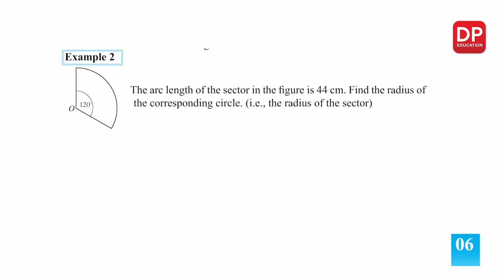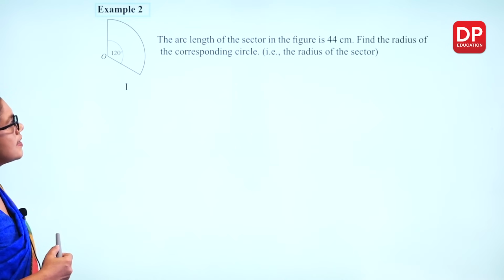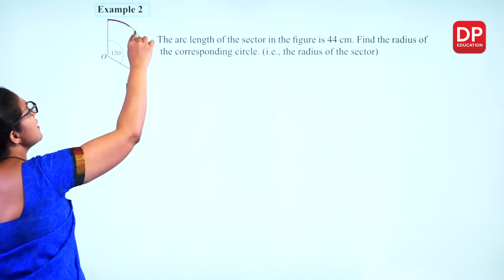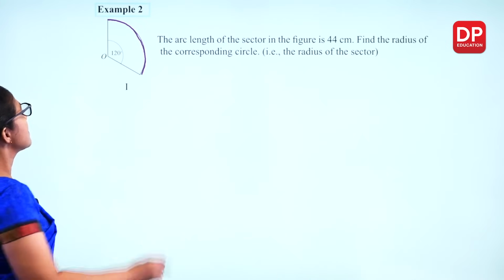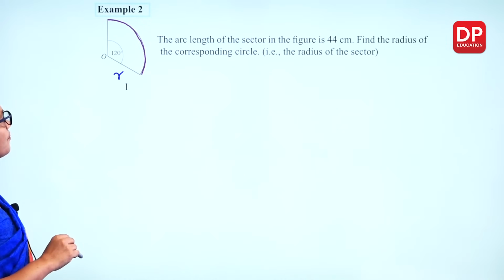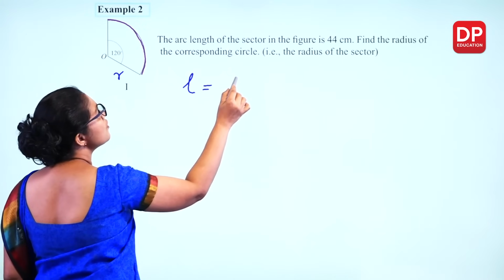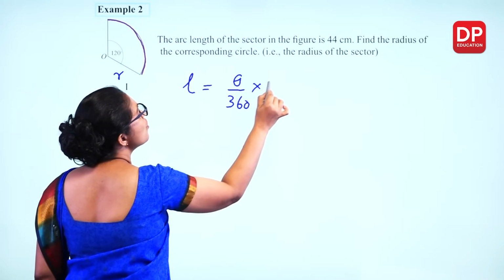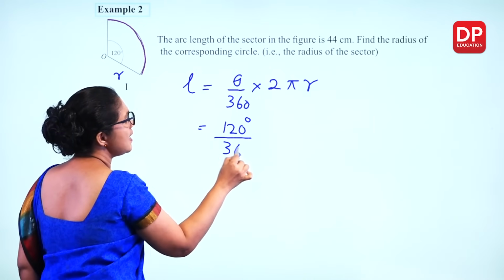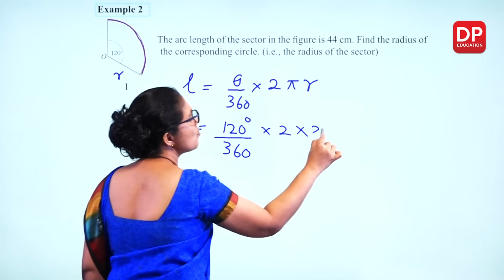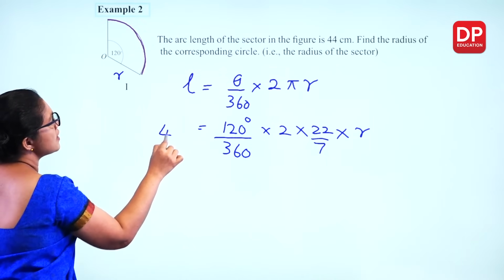Now we'll look at example number 2. Here an obtuse angle is given as the angle of the sector. The arc length of the sector in the figure is 44, so this distance here is given as 44. You are asked to find the radius, so we'll put the radius as r. What can we do? We can use the formula. Arc length is equal to angle over 360 into 2 pi r. The angle is given as 120, over 360, into 2. What is the pi value? 22 over 7, and you need to find the radius, and the arc length is given as 44.